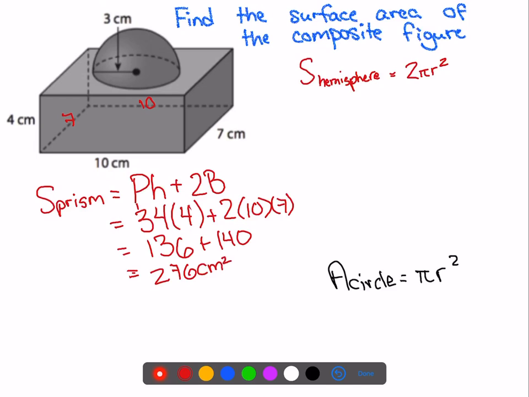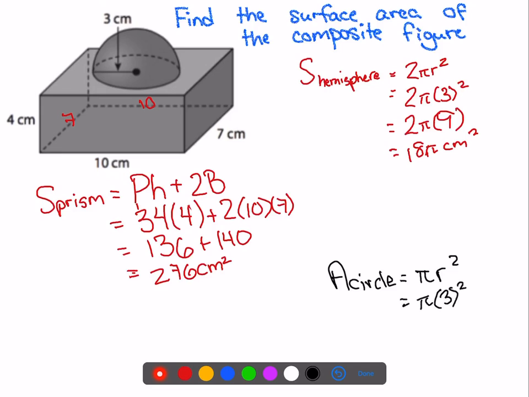Onto our hemisphere. If we look at it, our radius is 3, so I can just plug that in. 2 pi times 3 squared. This will give me 2 pi times 9, which is equal to 18 pi centimeters squared. And lastly, the area of our circle. If our radius is still 3, it's just pi times 3 squared, or 9 pi.